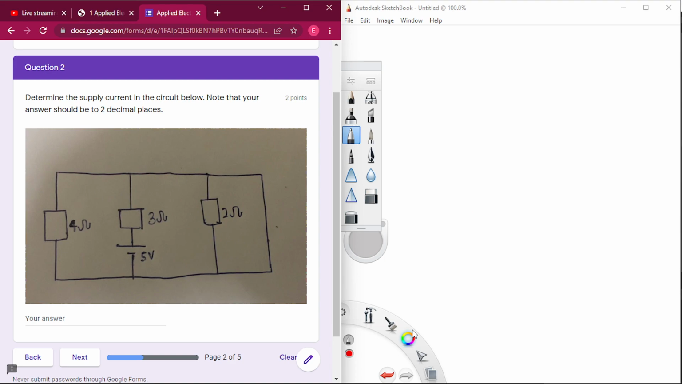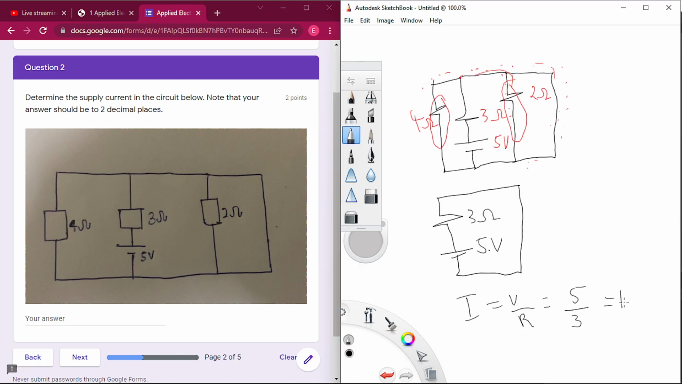What it means is that we have short circuited this portion as well as this portion of the circuit. And so our simplified circuit is now this. The 5 volts battery and then our 3 ohm resistor. So the supply current I is equal to V over R, which is 5 over 3. This gives us 1.67, right? 1.6 recurring. So we can see 1.67 amperes. And very easily we have solved our question.